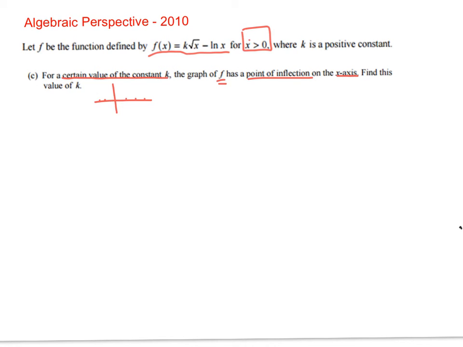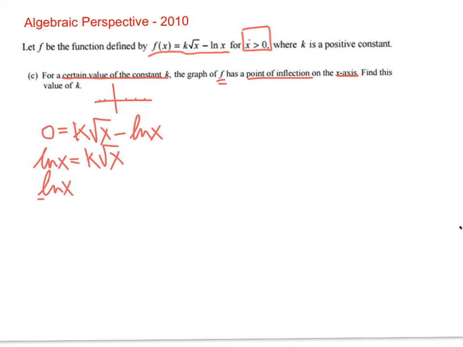Well, let's go back to the original. If y is 0, then I have k square root of x minus the natural log of x. So you can see now I could find a value of k in terms of x. So natural log of x equals k root x, divide by root x, so natural log over root x is equal to k.